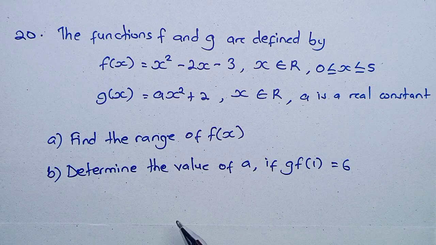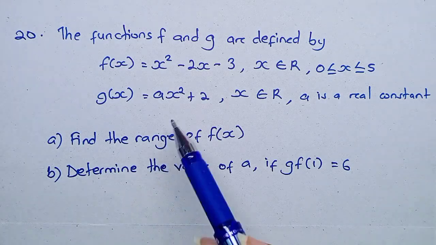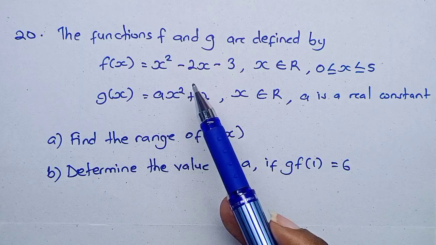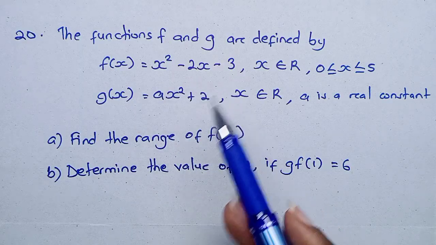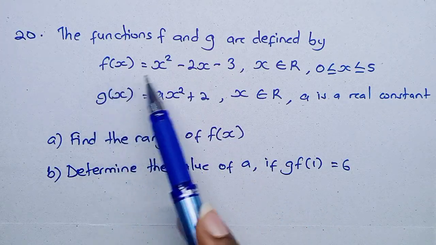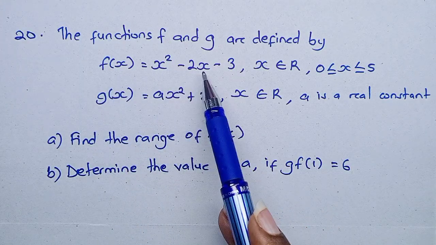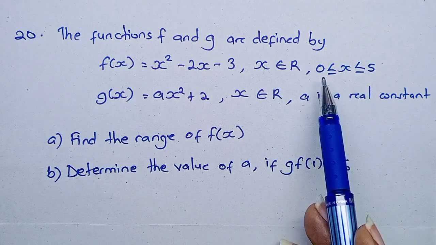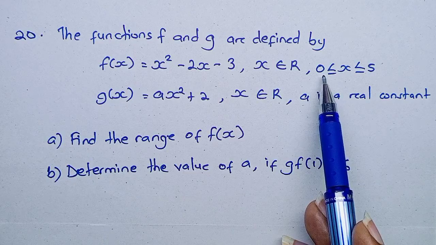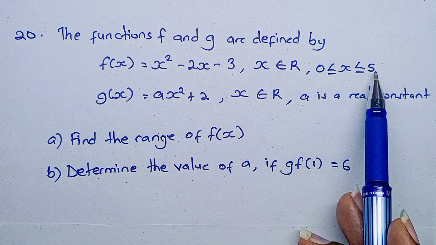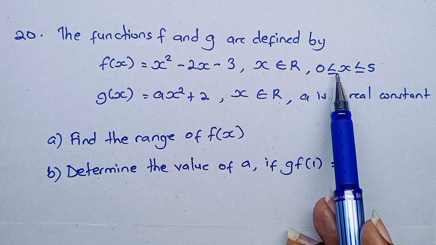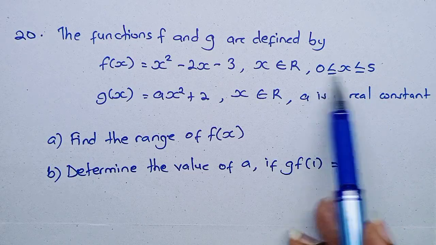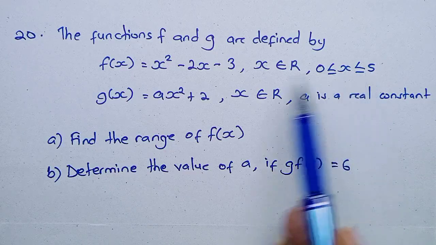Let's look at this math exam question about functions. The functions f and g are defined by f of x is equal to x squared minus 2x minus 3, where x is a real number and x lies between 0 and 5. It could be greater than or equal to 0, but less than or equal to 5.